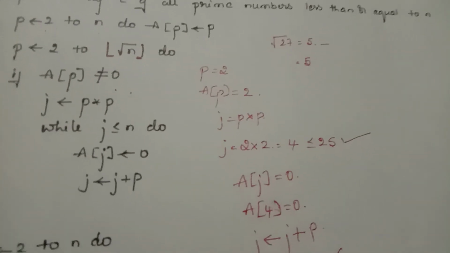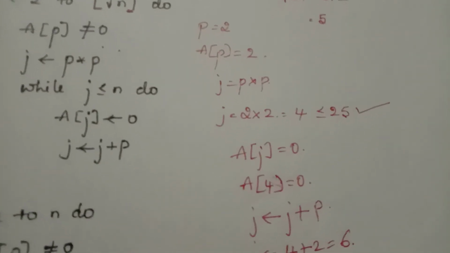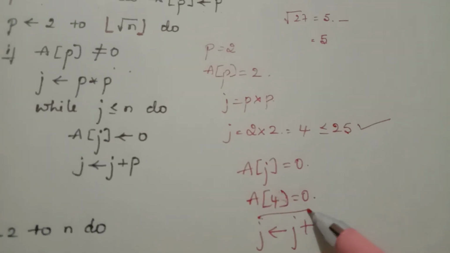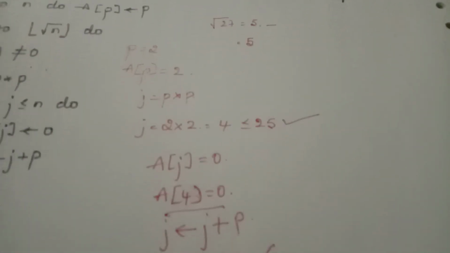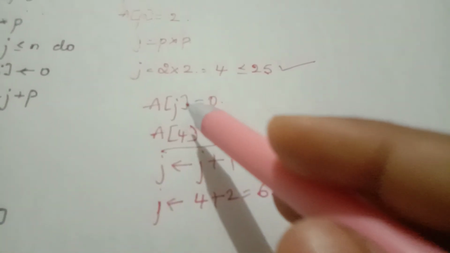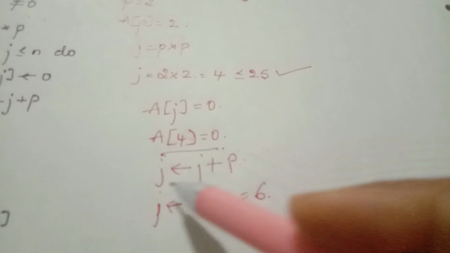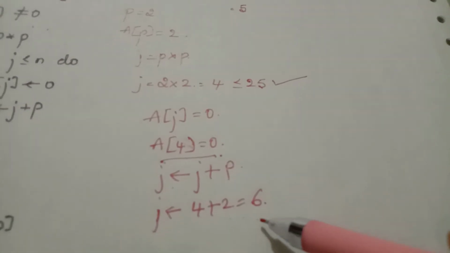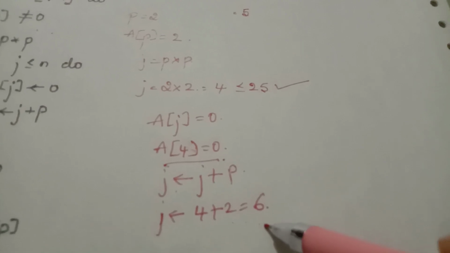So what it is indicating is that we are first taking number 4 and we are making this a of 4 equal to 0. You can see here, the number 4 is disappearing. Instead of making it disappear, we are making it 0. Then you can see here, the j value after making a of 4 equal to 0 has been incremented by 2. That is, now the new value of j is equal to 6.